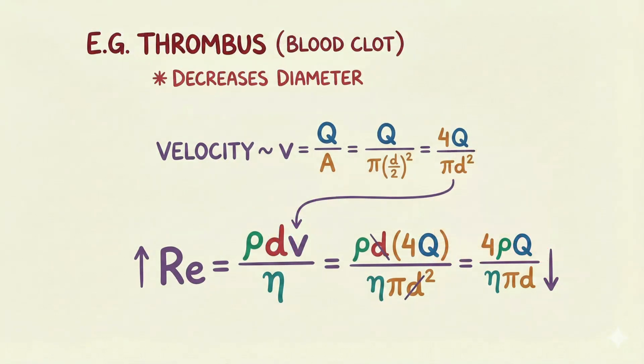Another example would be a person with a thrombus, or blood clot, which, just like the atherosclerotic plaque, would narrow or decrease the diameter of the blood vessel. Now, at first glance, this seems a little weird, eh? But it turns out that blood velocity also depends on the diameter of the vessel by the equation velocity equals flow rate over area, which, after subbing for the area of the blood vessel, is 4Q over pi d squared. So, plugging that in for velocity, we see that as diameter decreases, Reynolds number increases.